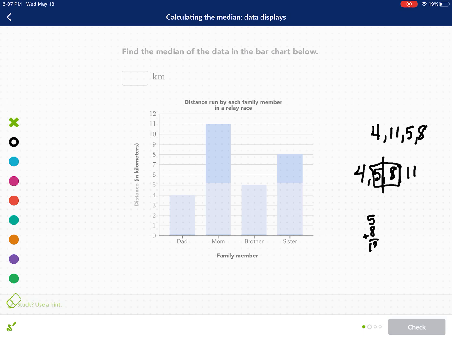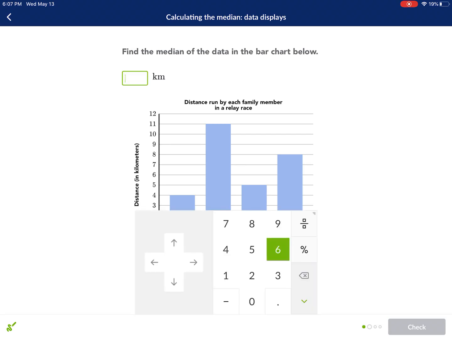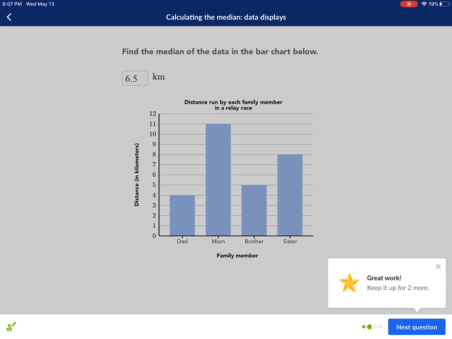So 5 plus 8 is going to give you 13. And then you take that and you divide it by 2. So it's going to be 6.5. 6.5 is the midpoint between there. So let's go ahead and type in 6.5 kilometers and check.